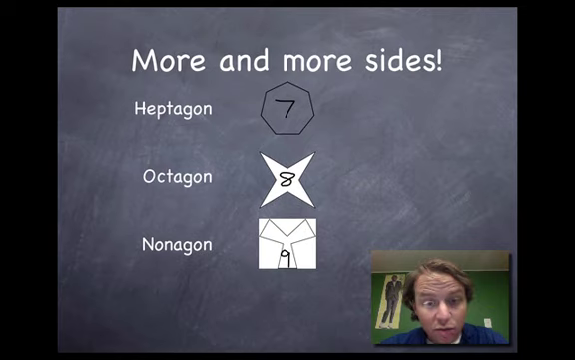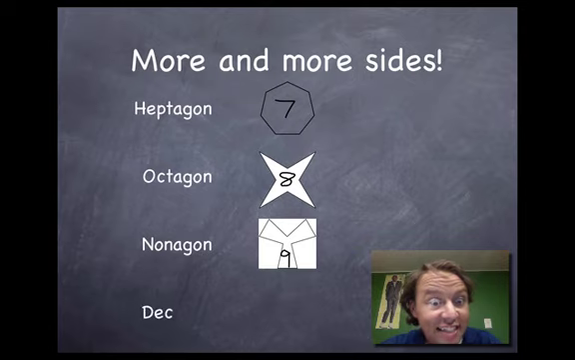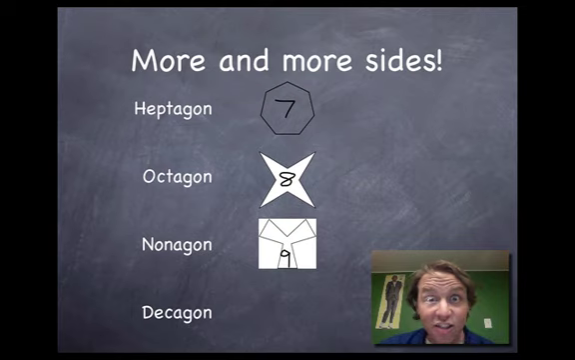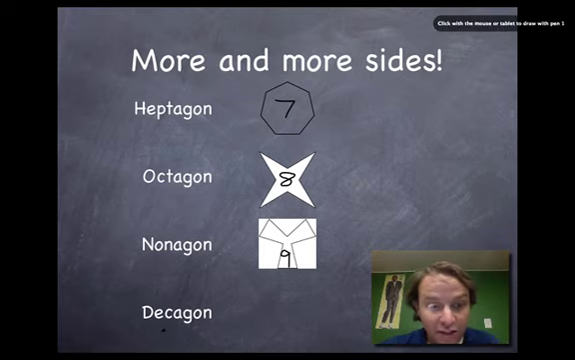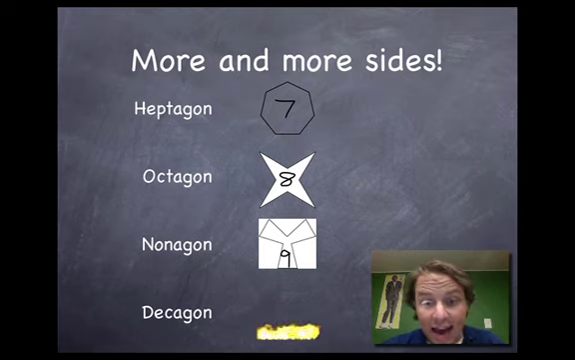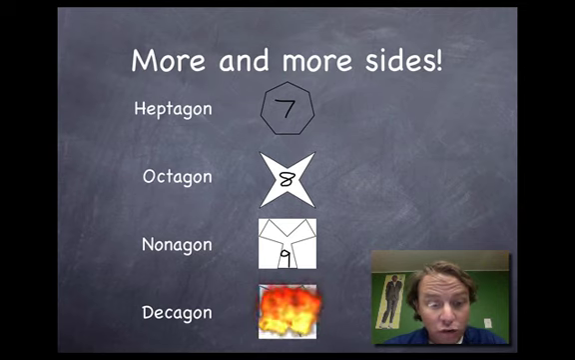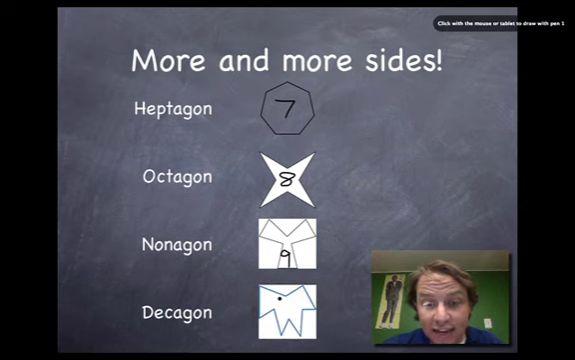And then the last one we're going to talk about, can you guess what it might be named? Did you guess a decagon? Yes, how many years are in a decade? 10. That's right, the root here, dec, means 10. So a decagon has, count them if you don't trust me, 10 sides.